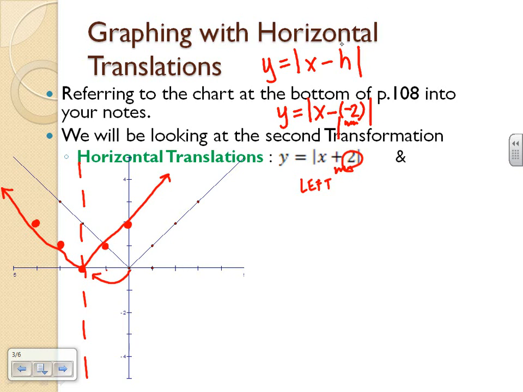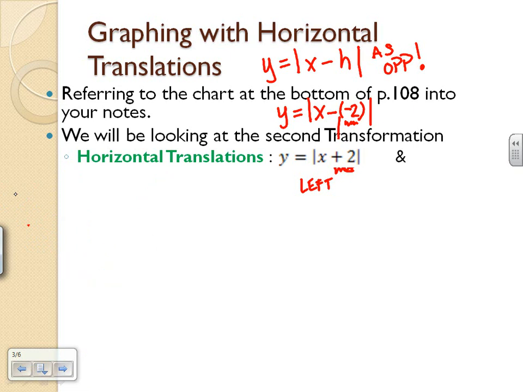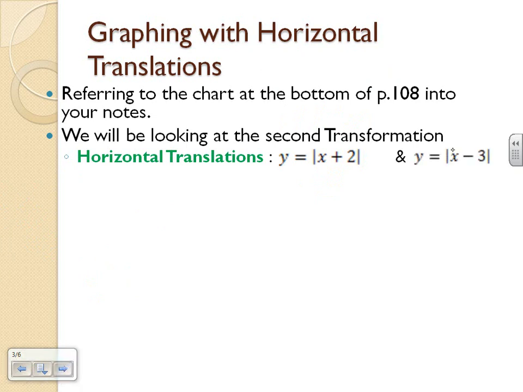So when we're looking at this, we need to always remember that inside is as opposite. So let's look at another example. This time, let's look at y equals the absolute value of x minus 3. As I said just a minute ago, inside is always as opposite. So this transformation of 3 is going to take us to the right 3 units.